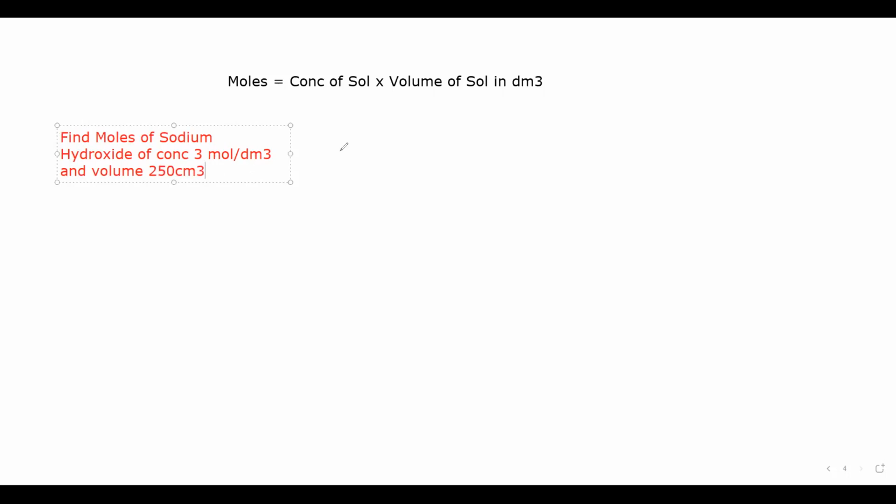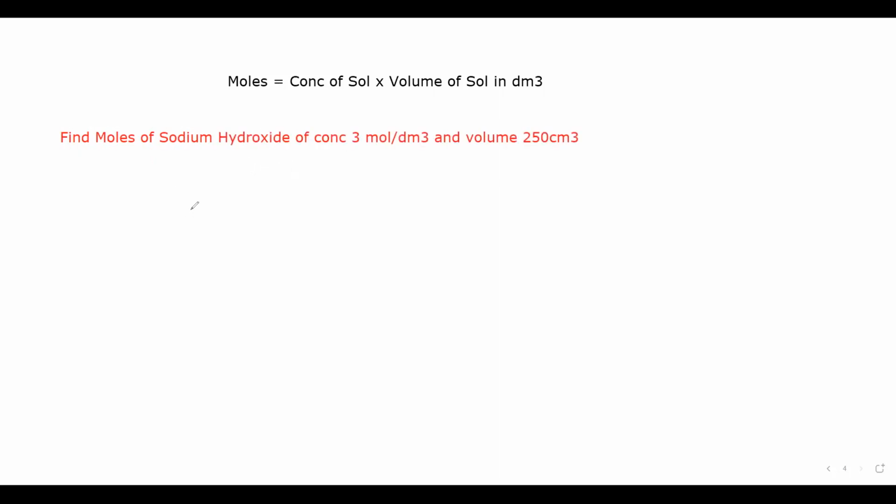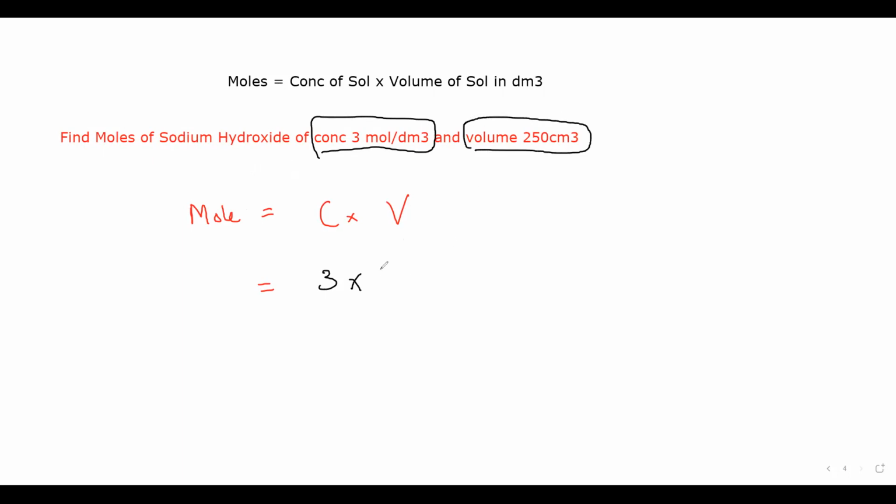So we have to find the moles. The formula for finding moles is concentration into volume. What is the concentration given when you work out? It's given 3, like 3 particles are there in a unit space, multiplied by volume. What is the volume? 250 cm cube. But whenever we substitute, the volume must be in decimeter cube.